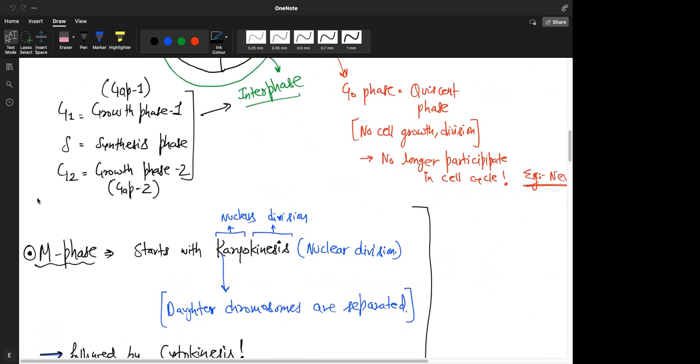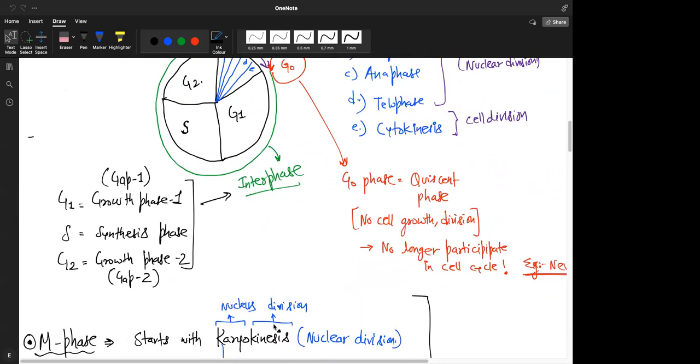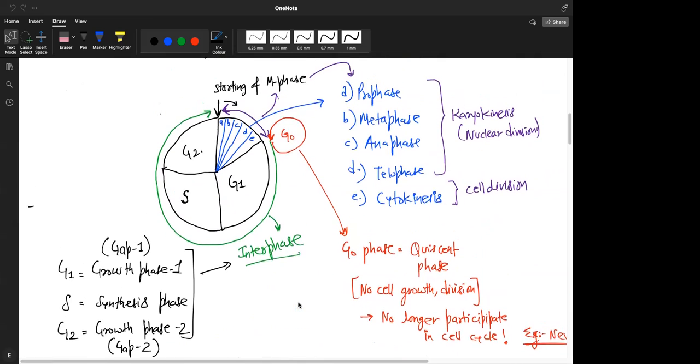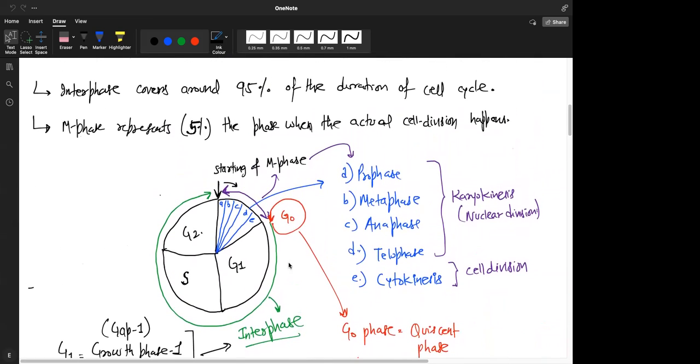We also learned that M phase starts with karyokinesis, right? What was M phase? M phase is also called the mitotic phase. It consists of two phases, karyokinesis and cytokinesis. Karyokinesis is the division of the nucleus. There are 4 major phases of karyokinesis: prophase, metaphase, anaphase, and telophase. After these phases, there is cytokinesis, which is the division of the cytoplasm.